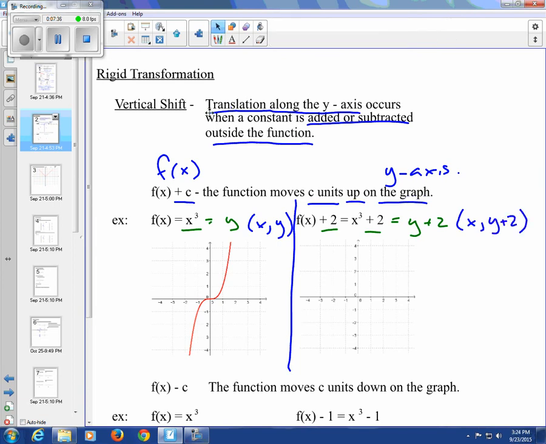So basically what we're seeing is the graph of the cube with 2 units added to every y value, and that's going to shift us up 2. I'm going to erase that a little bit so that I don't go over my 2 there. So I'm seeing my whole graph move 2 units up on the y-axis because I'm adding 2 to every y value, right? And this, of course, is the vertical shift up 2.